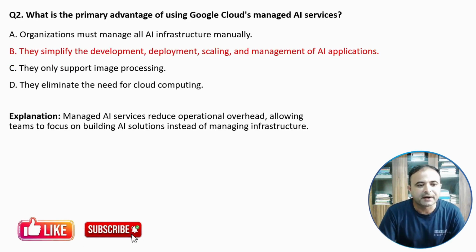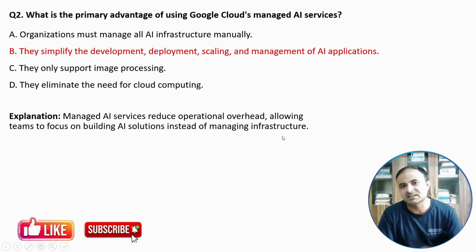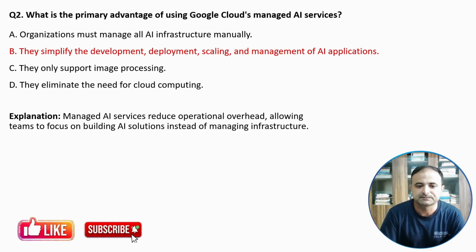Next, what is the primary advantage of using Google Cloud managed AI services? Now we are talking about Google Cloud-based managed AI services. The correct answer is they simplify the development, deployment, scaling, and management of AI applications. Why? Managed AI services reduce operational overhead, allowing teams to focus on building AI solutions instead of managing infrastructure. That is the explanation of this question.